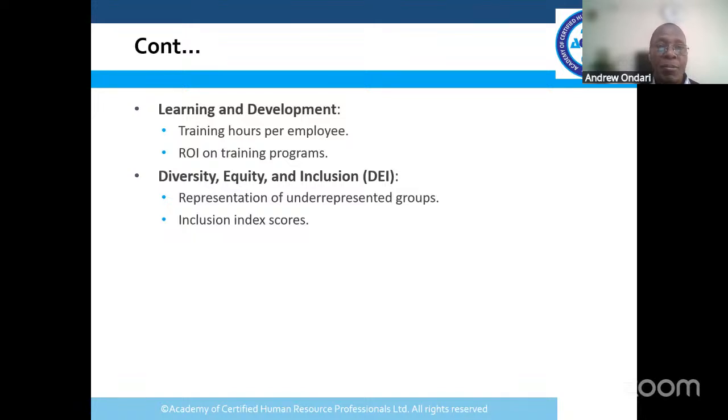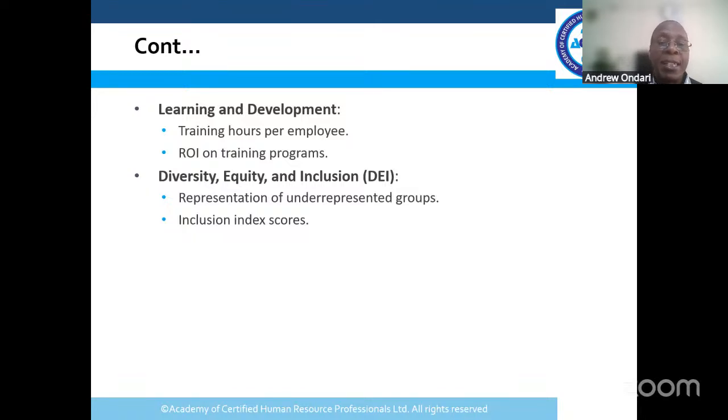mentioned. Then the last element is diversity, equity, and inclusion, where diversity are the differences among employees. Equity is fairness in treatment, and inclusion is participation in decision making. So what are the metrics that we are looking at? Is the level of representation of different groups.